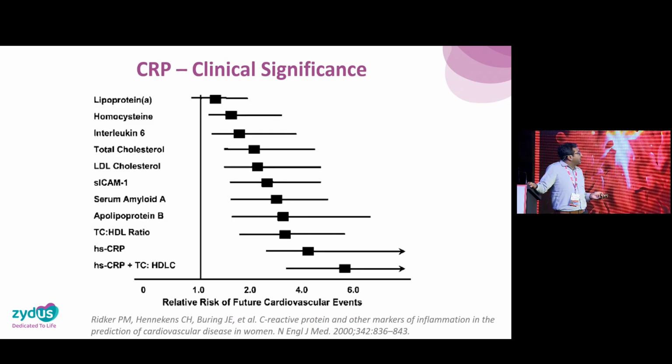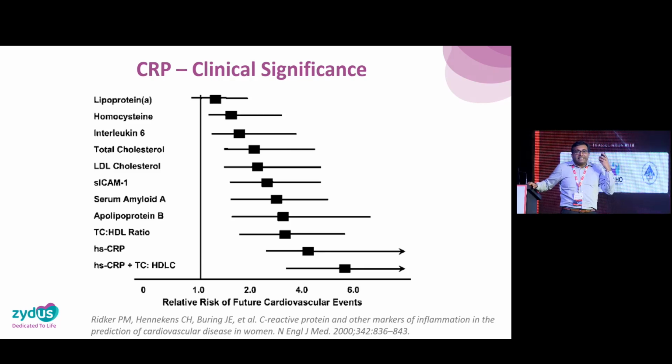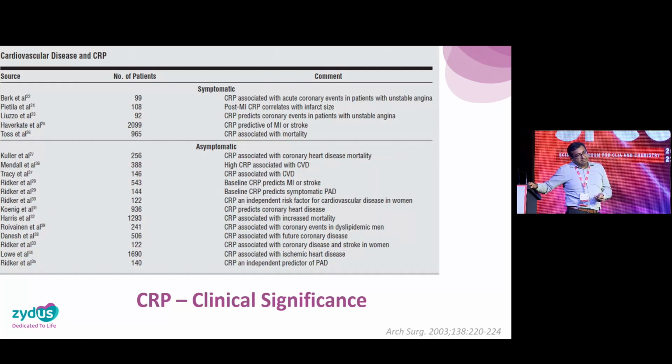Here there is a meta-analysis which was done. You can see that HS-CRP and homocysteine, this was done way back in 2000. So we are dealing with actually 70, 80 years old parameters right now. So you can see that these are the parameters which are directly associated with the CRP cardiac event.